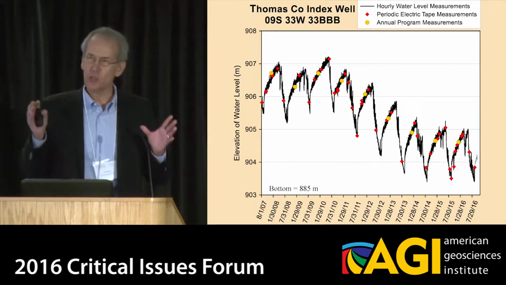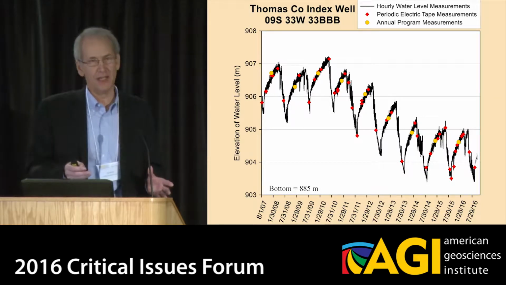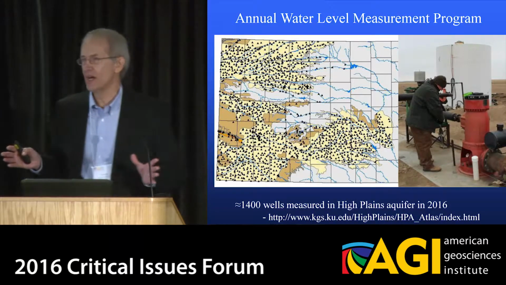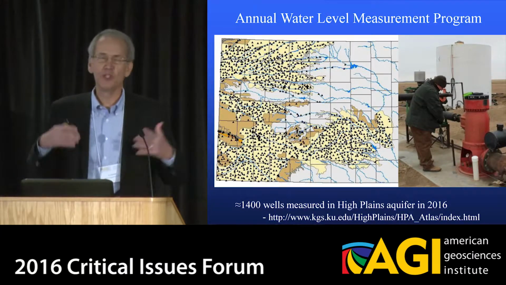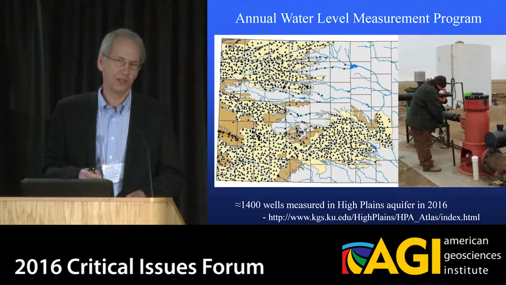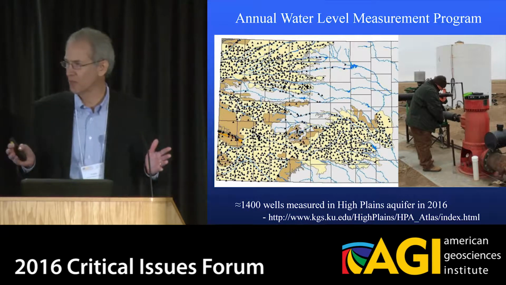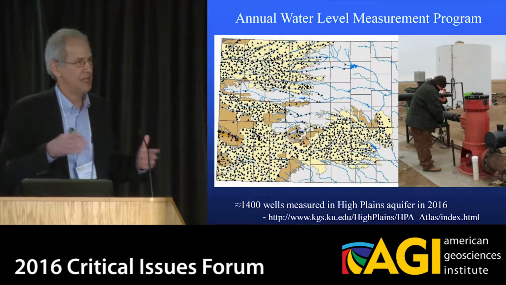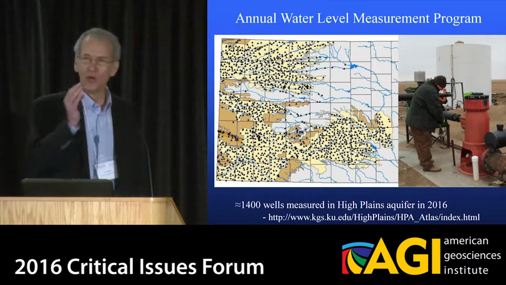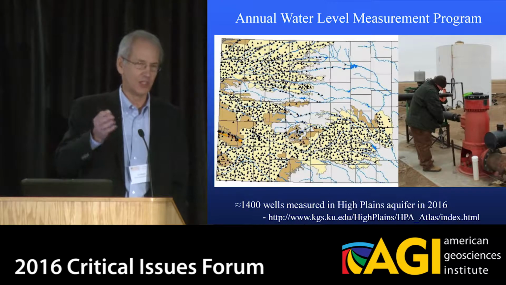To get at that, we're going to turn to a different water level data set. Instead of working with hourly data, we're going to work with annual data, okay? This is a program that many of the states in the High Plains Aquifer have, that every January we go out and measure water levels across a network of 1,400 wells in the High Plains Aquifer. We do it in January because it's 3 to 4 months after cessation of irrigation pumping, so the temporal variations in the irrigation season will not have a large impact on these measurements.